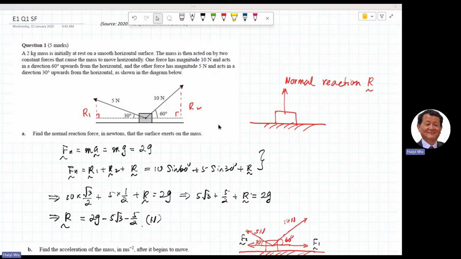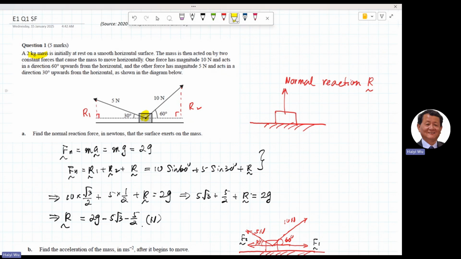All right, today we're going to show you how to do a vector calculus question regarding force. It's a simple question, so we're going to read the question first. There's a mass of 2 kilograms, initially at rest on a smooth horizontal surface. The mass is acted upon by two other constant forces.